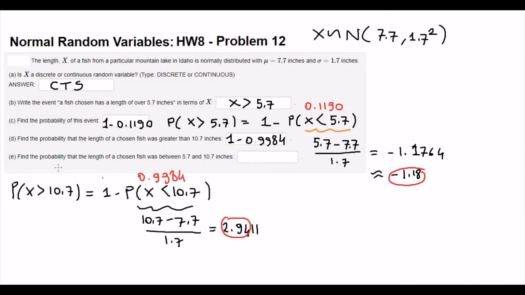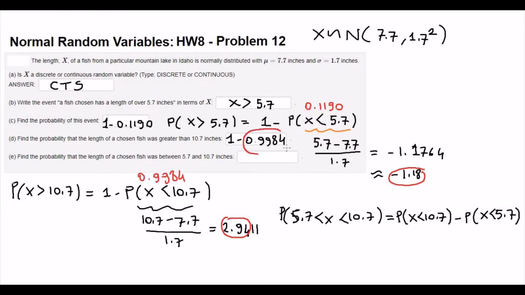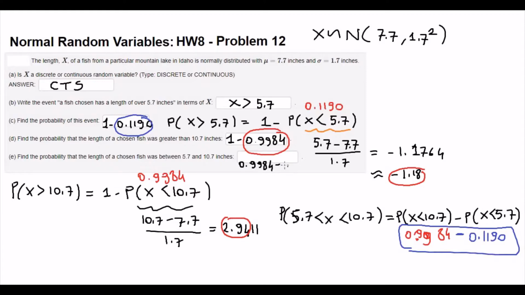Part E is asking the probability that X is between 5.7 and 10.7. The probability that X is between 5.7 and 10.7 means the probability that X is less than 10.7 minus the probability that X is less than 5.7. We already found those values from the z-score. The probability that X is less than 10.7 is 0.9984, and the probability that X is less than 5.7 is this probability from the z-score. And this subtraction is the answer. So 0.9984 minus 0.1190 is the answer.